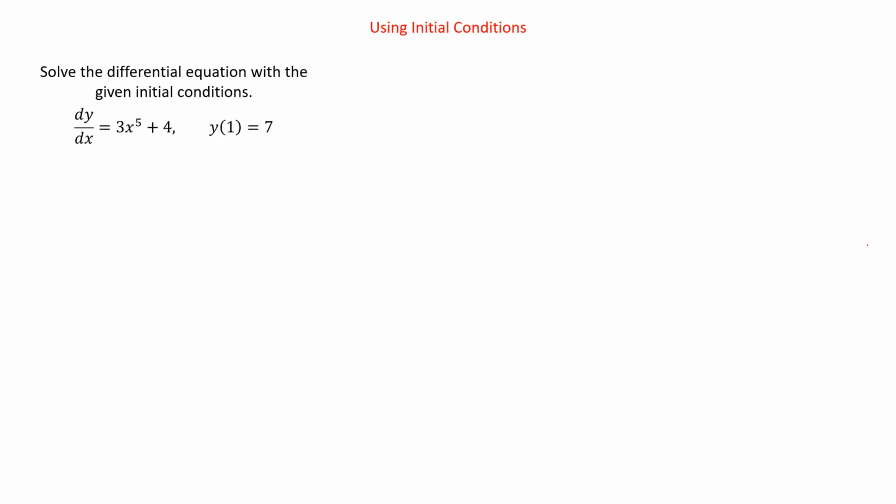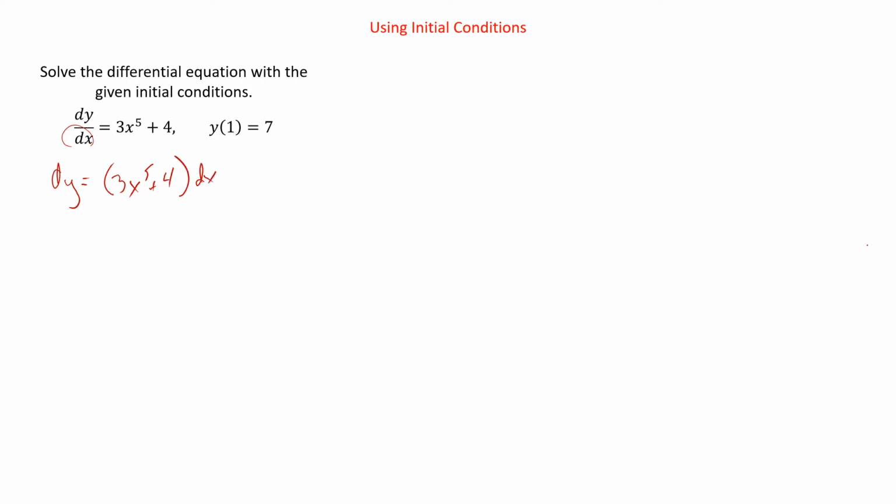So we have dy over dx equals 3x to the fifth plus 4. And then the initial condition, y of 1 equals 7. So first step, we have to figure out what y equals. Now technically, in this step, we don't usually show it, but we're going to multiply by the dx here. So we get dy equals 3x to the fifth plus 4 dx.